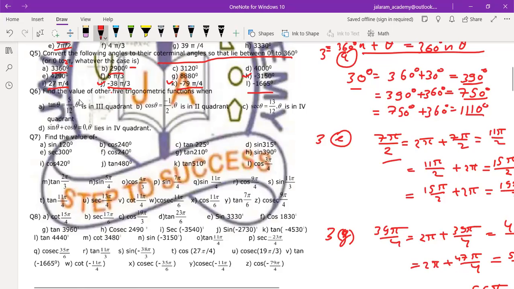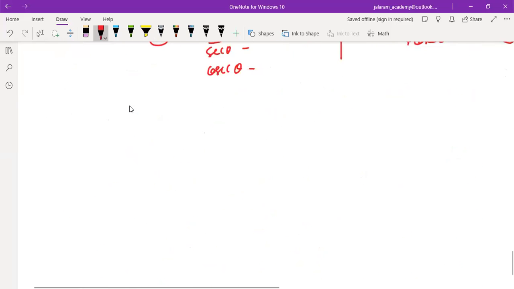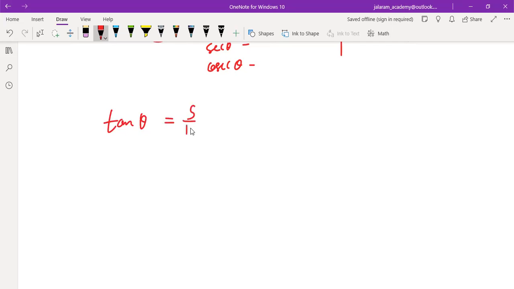Like in this question number 6, find the value of the other 5 trigonometric functions when tan theta equals 5 by 12. So tan theta equals 5 by 12 and one more thing is given. Theta is in the third quadrant. So how to find this? Tan theta equals 5 by 12 and it is given that theta is in the third quadrant. So we will use the above properties. In the third quadrant, tan theta is positive.